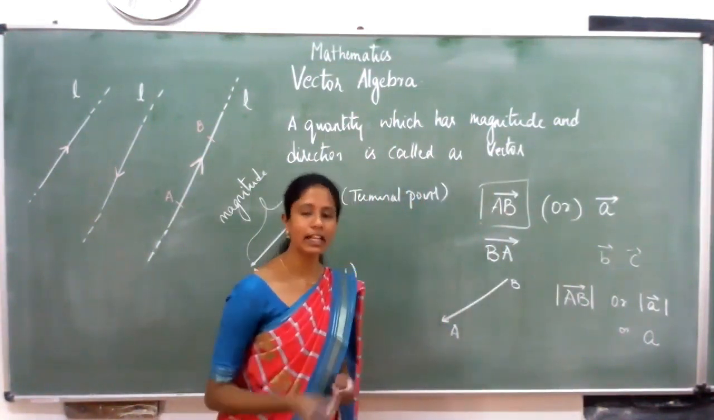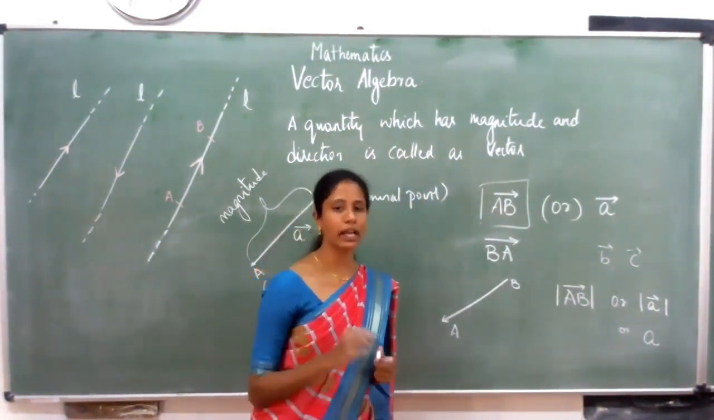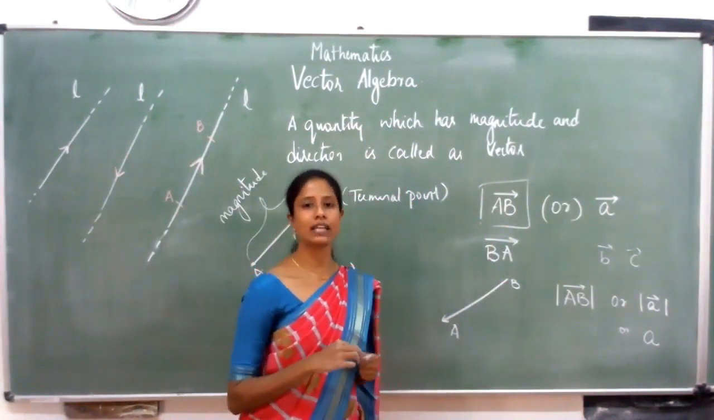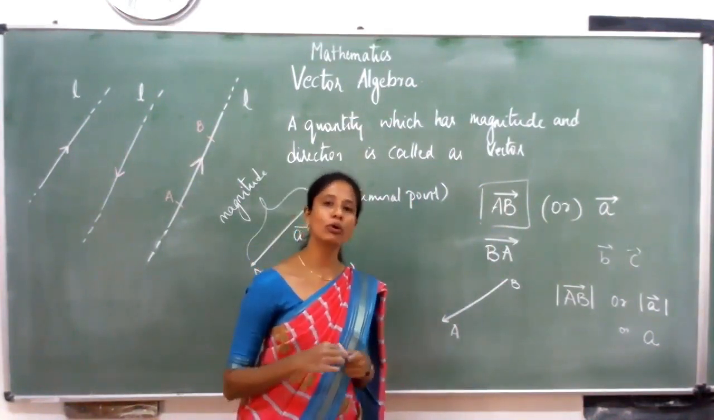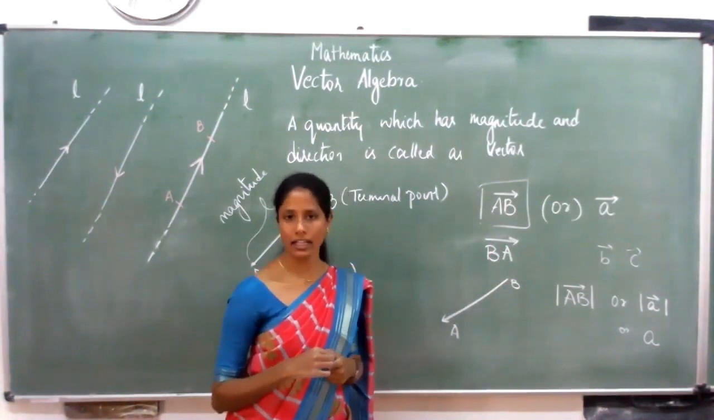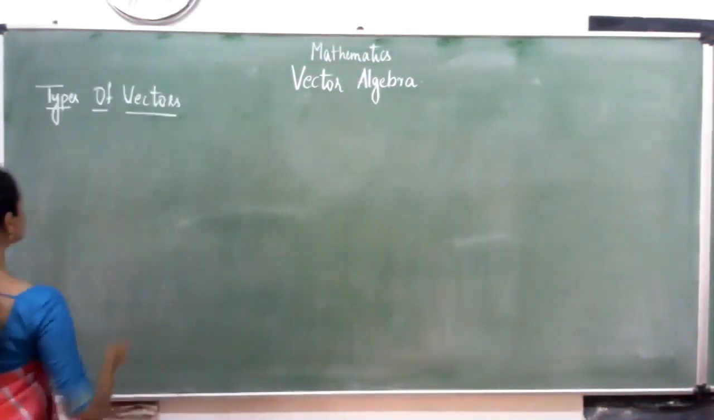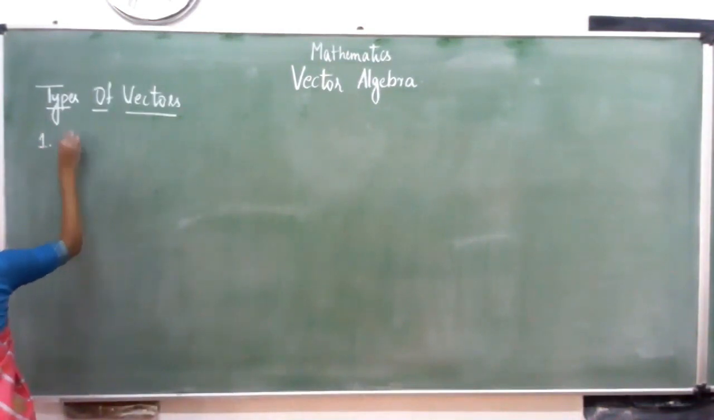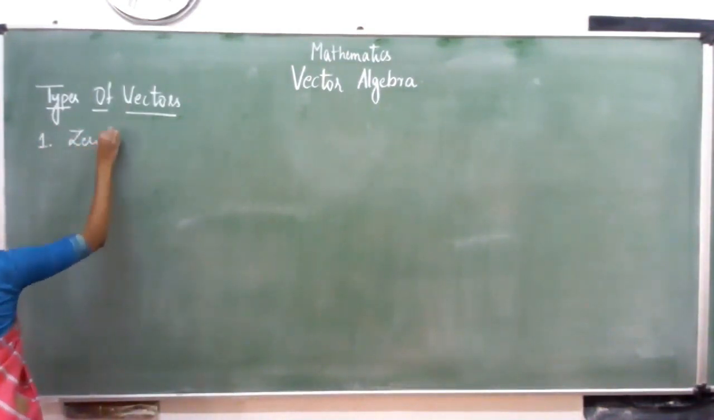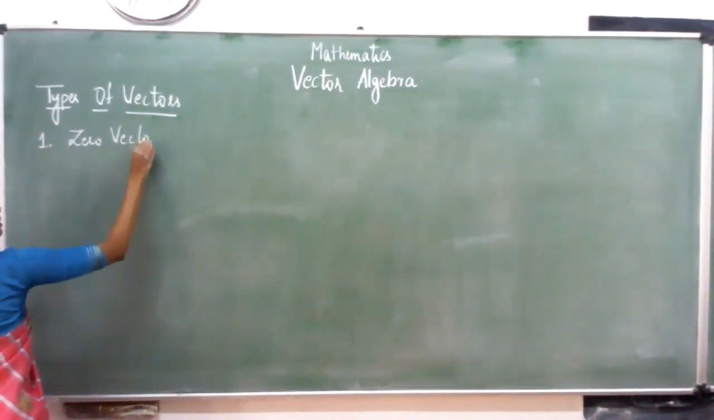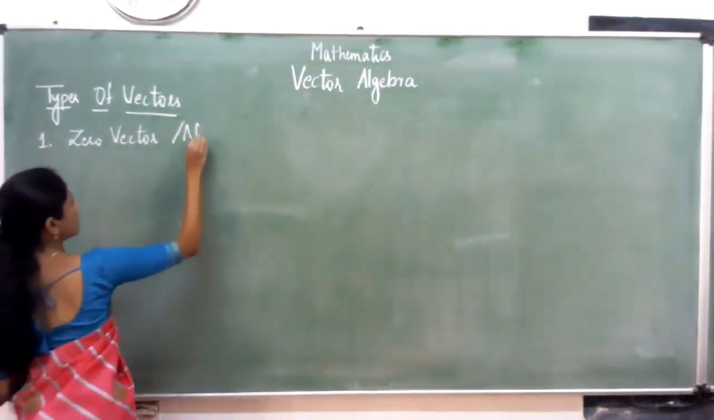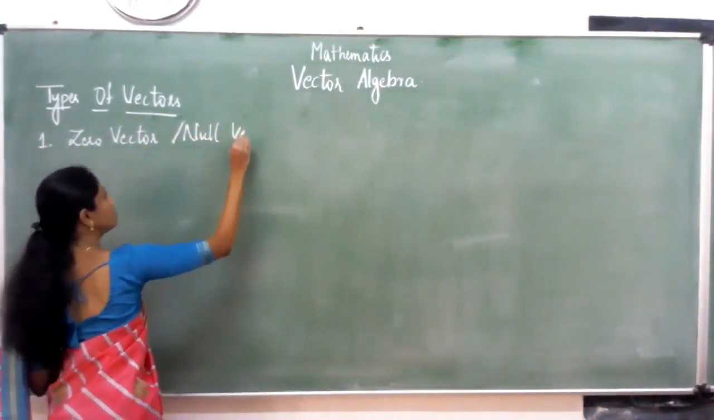So I define again what a vector is. You can make a note of it. A vector is that quantity which has both magnitude and direction. Let us now study different types of vectors. Under the first one is the zero vector, or it is also called the null vector.